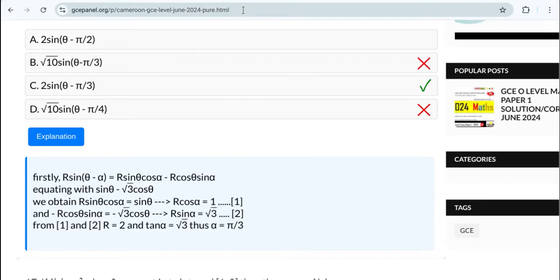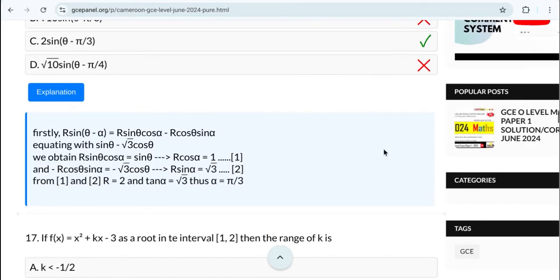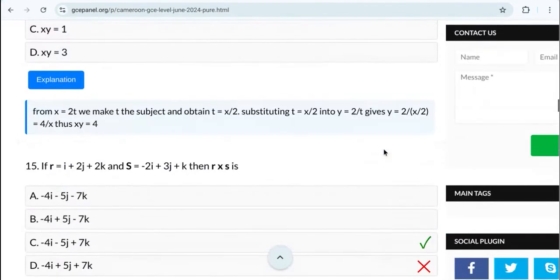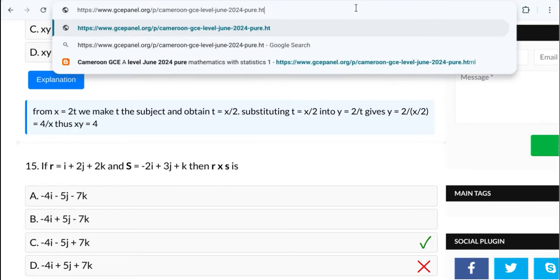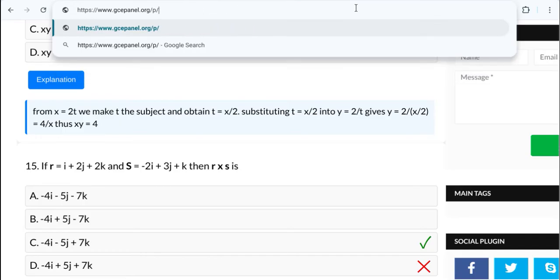To get to this paper, please just follow this procedure that I showed you earlier in this video. And you can get to this paper. Or if you don't mind, I can still show you again before we continue question 17. So for this, just go to the gcepanel.org website. We have adjusted our domain name. So go to www.gcepanel.org.